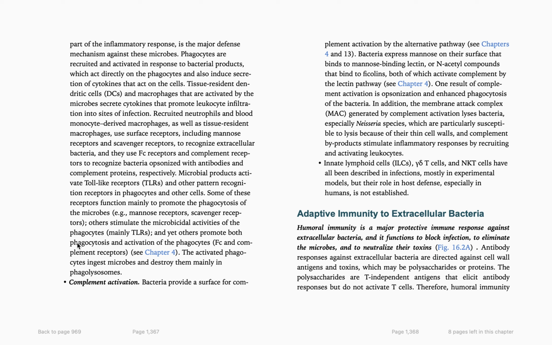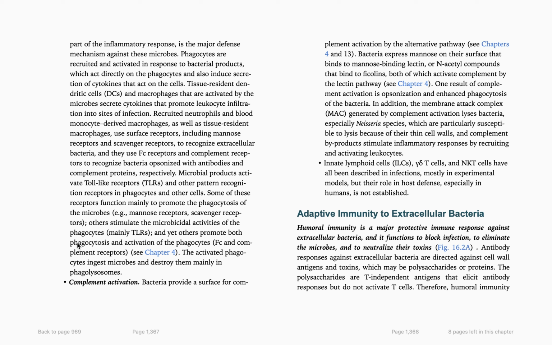Microbial products activate toll-like receptors and other pattern recognition receptors in phagocytes and other cells. Some of these receptors function mainly to promote phagocytosis of microbes, for example the mannose receptor, scavenger receptor, and others. Others stimulate the microbicidal activity of phagocytes, mainly toll-like receptors, and yet others promote both the phagocytosis and activation of phagocytes, the Fc and complement receptors. The activated phagocyte ingests microbes and destroys them mainly in phagolysosomes.